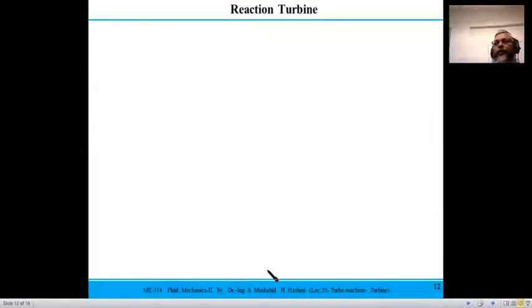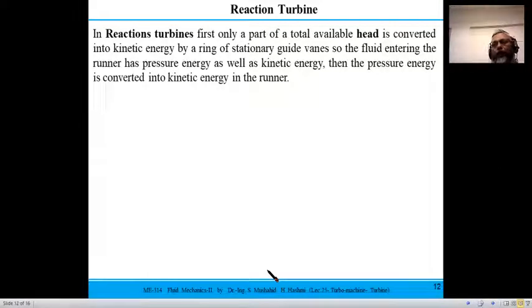Okay, now see the reaction turbine. So in an impulse turbine, what is happening? All the available energy is converted into the jet velocity, kinetic energy, and then this momentum interaction takes place and energy transfer takes place from the fluid to the shaft. In a reaction turbine, we do the energy transfer process in two parts. In the first part, whatever the total head is available is converted into kinetic energy by a ring of stationary guide vanes.